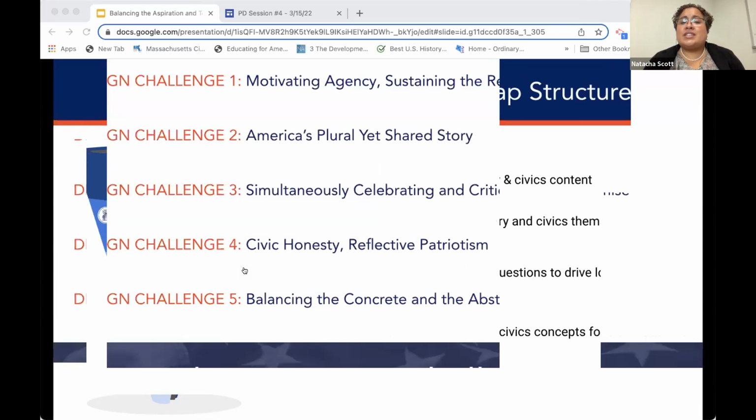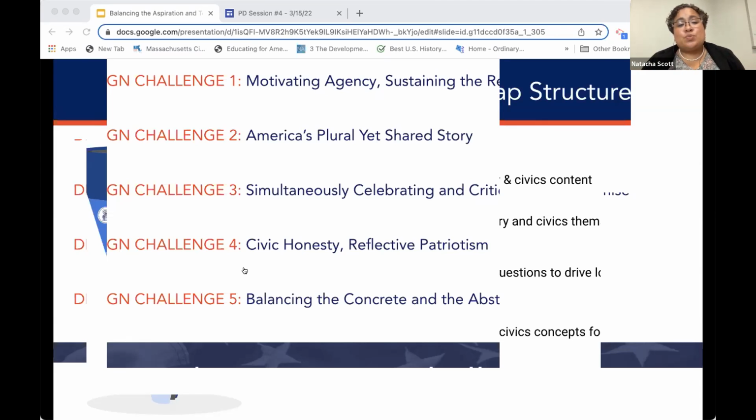So first of all, just reminding us of those 5 design challenges. As we think about these 5 design challenges, they really encourage educators to lean into the tension that arises in history and civics instruction. We know lots of times those are the topics and those conversations that we sometimes shy away from in the classroom.